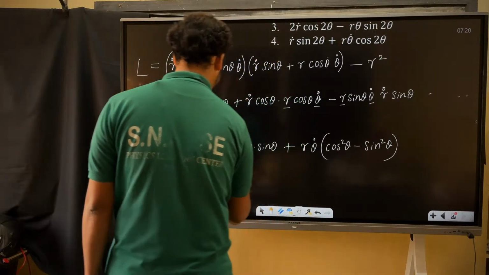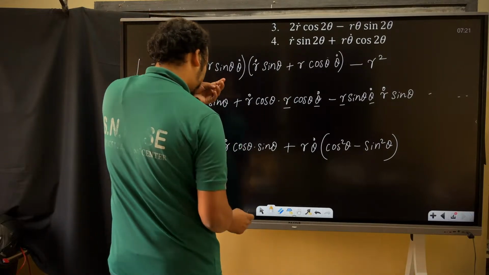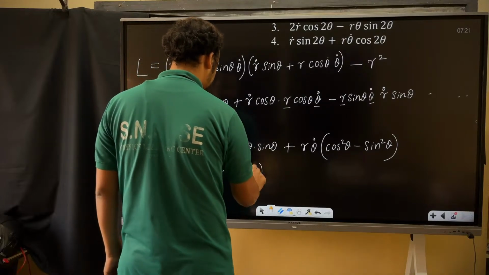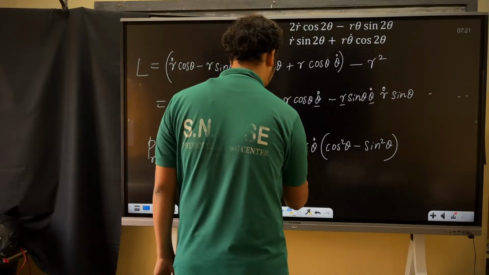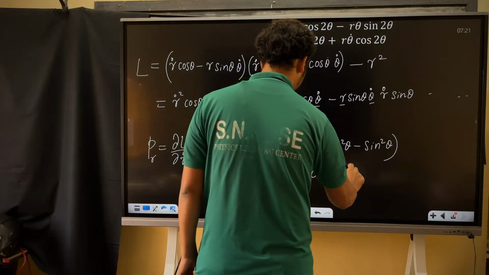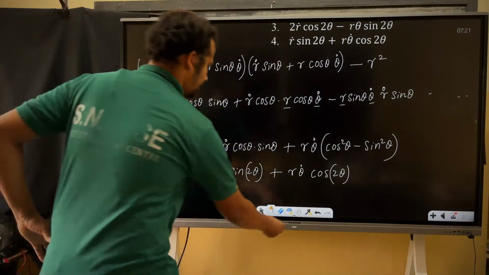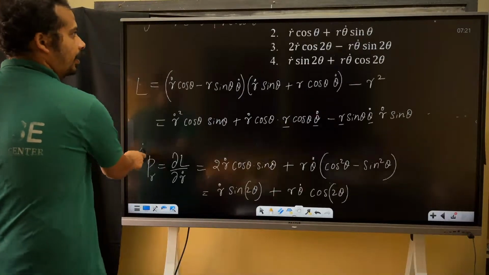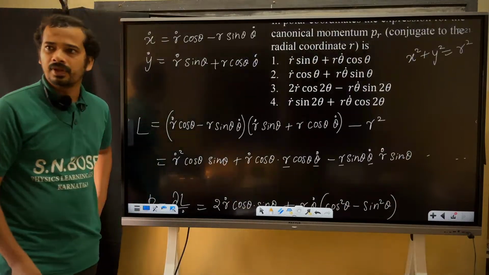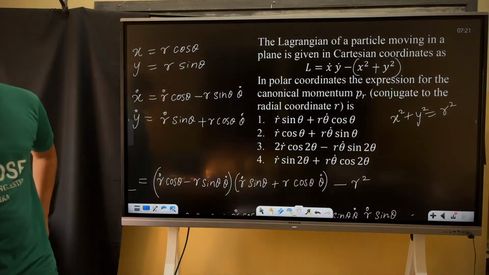Am I right? What is this one? 2 cos theta into sin theta is sin 2 theta. So plus r theta dot cos 2 theta. So the answer is r dot sin 2 theta plus r theta dot cos 2 theta, you have options. There is nothing much of concept here, these things are involved.